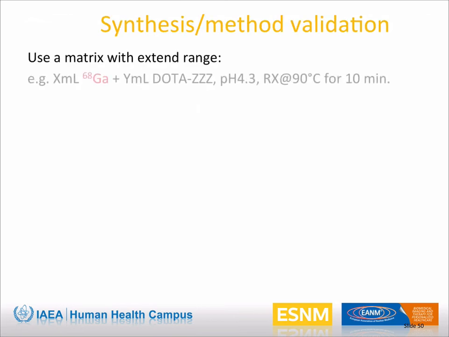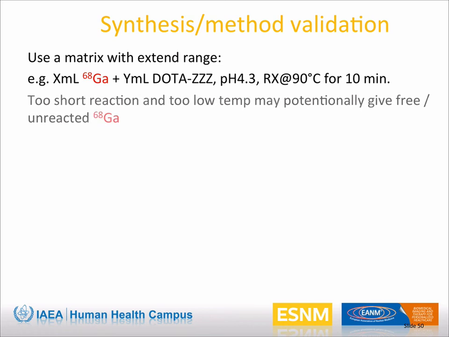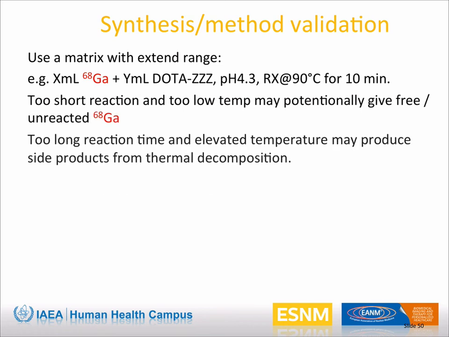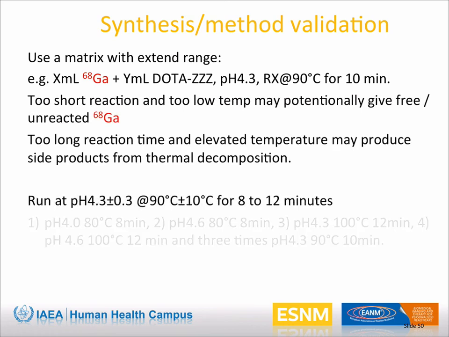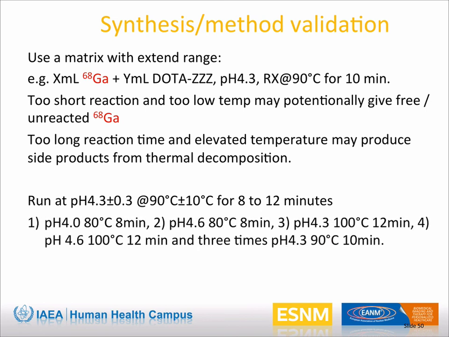When you're going to make synthesis and method validation, it's good to start with different amounts of gallium-68 and different amounts of your DOTA precursor. You should normally have a reaction time at pH 4.3 at 90 degrees for 10 minutes. If you have too short a reaction time and too low a temperature, it may potentially give free and unreactive gallium-68. However, too long a reaction time and elevated temperature may produce side products from thermal decomposition.